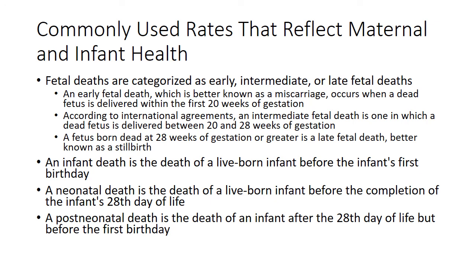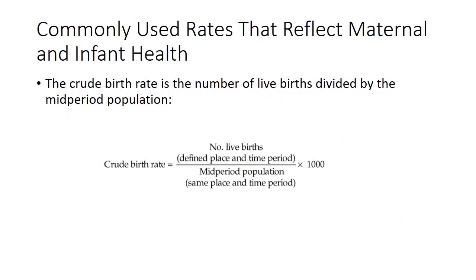So again, it's important you keep the definitions consistent to make sure that you're comparing apples to apples between, say, different populations. And so we can look at crude birth rate, which is going to be the number of live births divided by that mid-period population. So again, the rate here is going to be calculated very similarly to what we've seen previously.